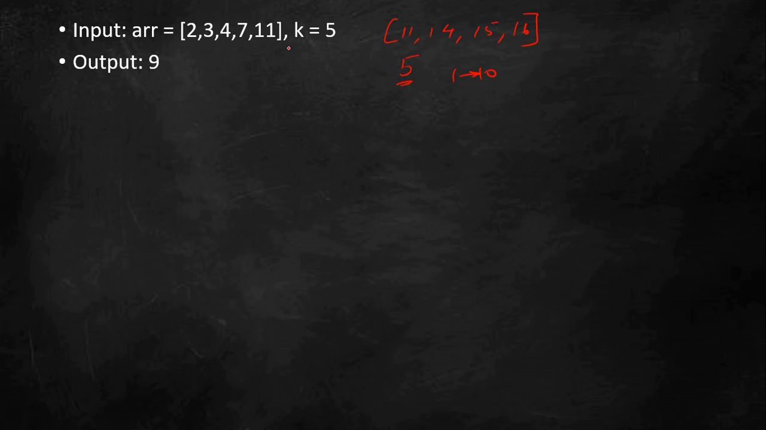So one condition can be: if the first number of the array is greater than my k value, then I can directly return k. So if my array is ARR, and ARR of 0 is greater than k, then I can directly return k. This will be my first base condition.